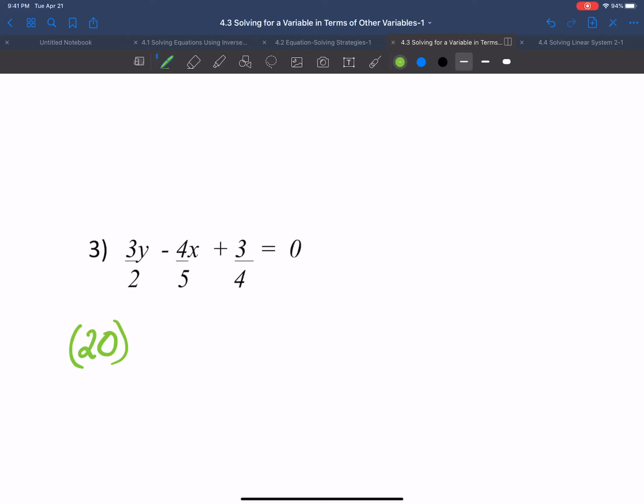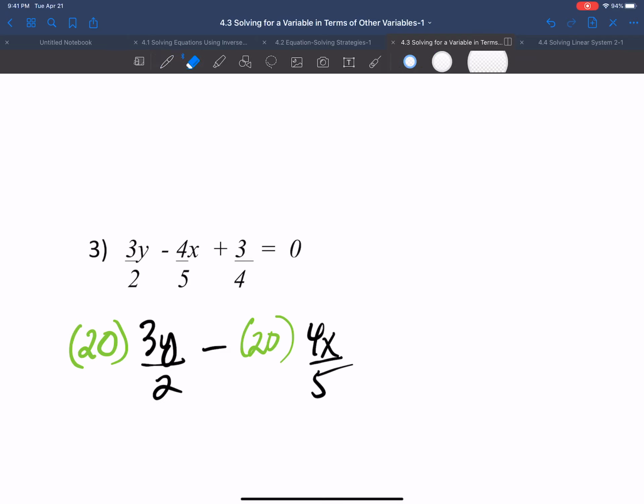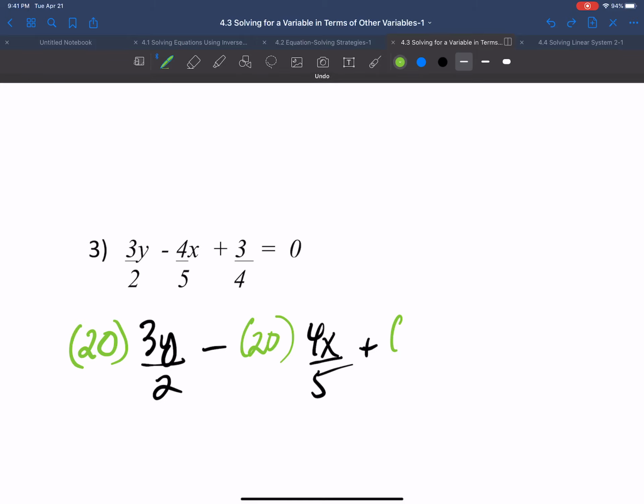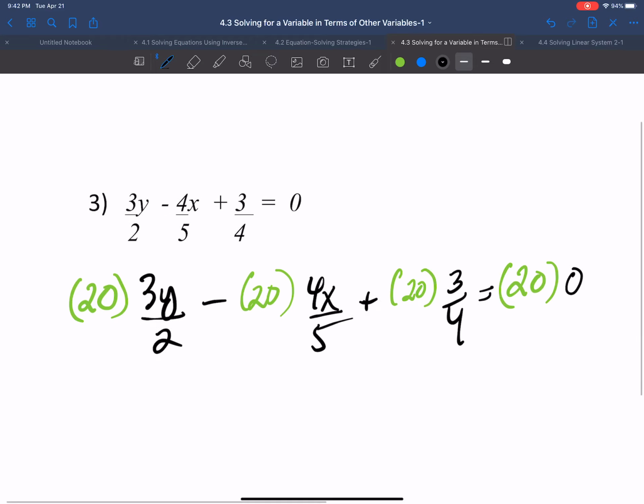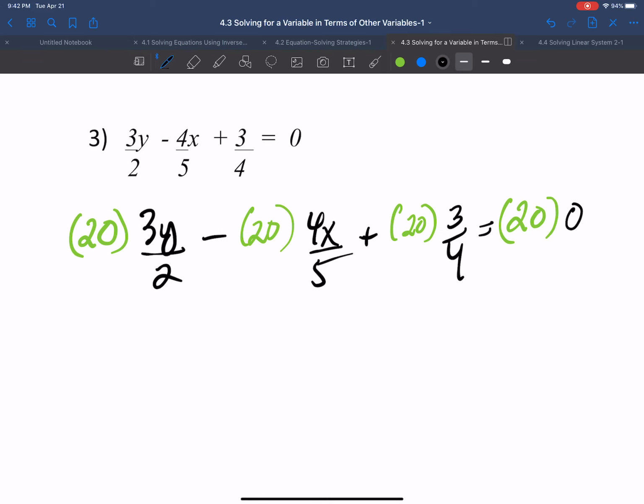So 20 times 3 over 2, minus 20 times 4x over 5, plus 20 times 3 over 4 is equal to, and I don't really have to write it because it's going to end up being 0 anyway, but I just want to make sure you remember to multiply everything by the common multiple or common factor, even though it's 0.